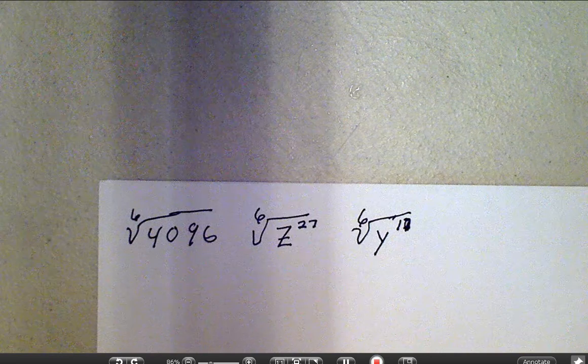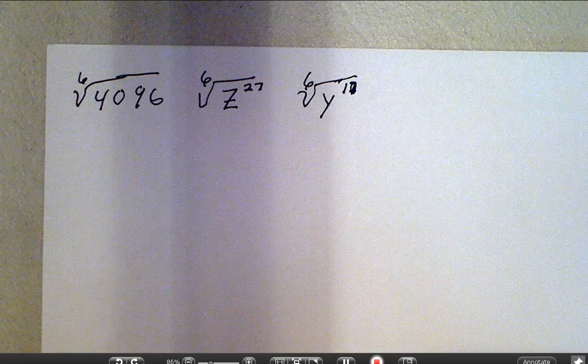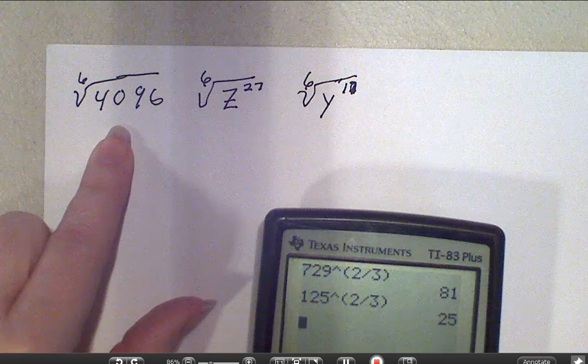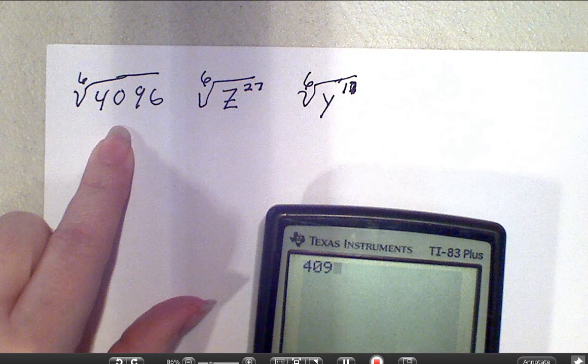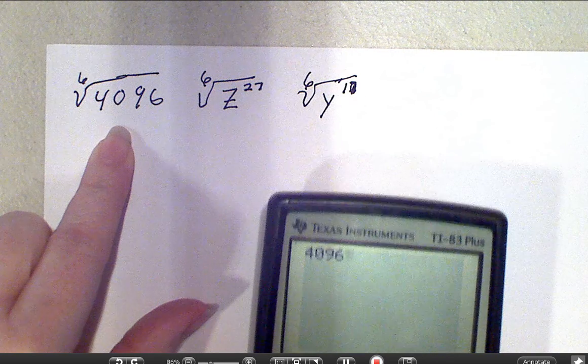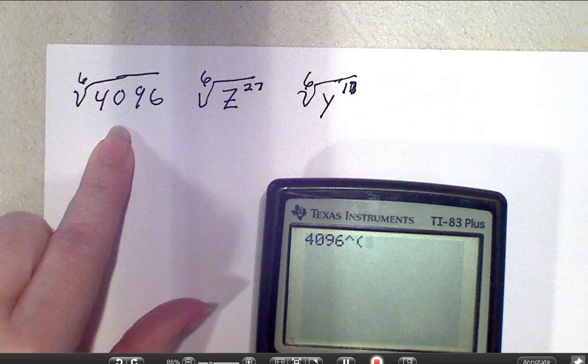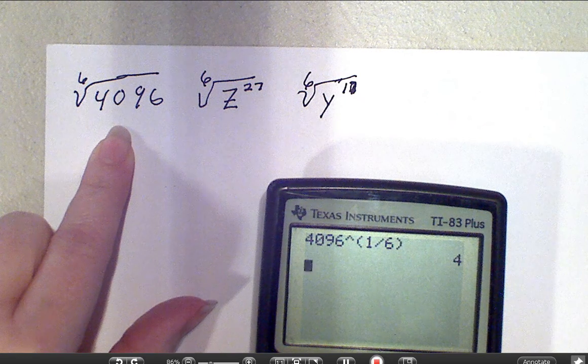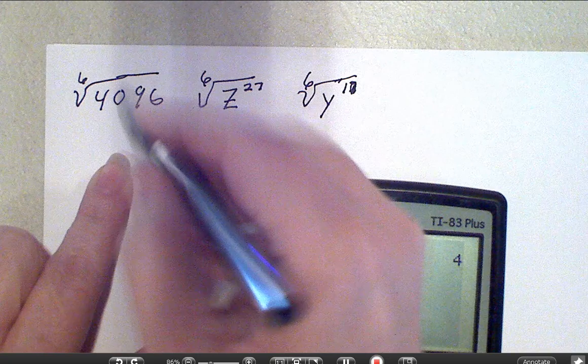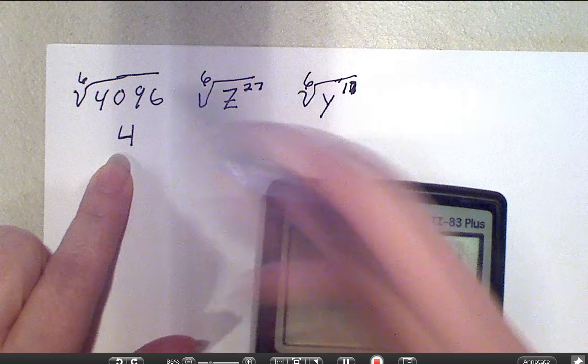The first thing I would do if I were you is find out if this is perfect. So I would go 4096 raised to the 1 divided by 6. And it is perfect. It's a 4. So since that equals 4, I'm just going to leave it like that.